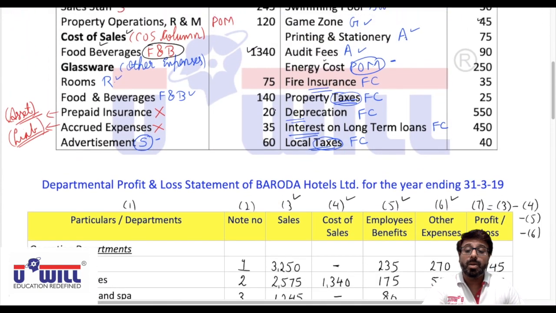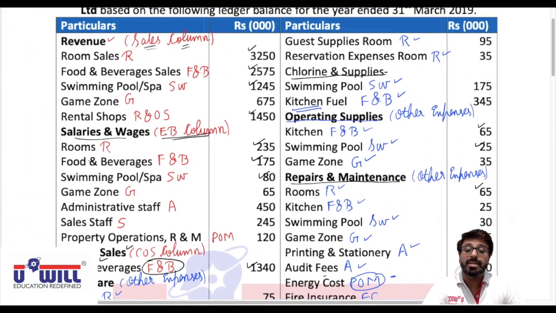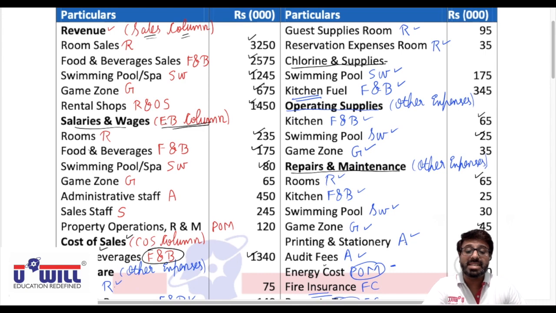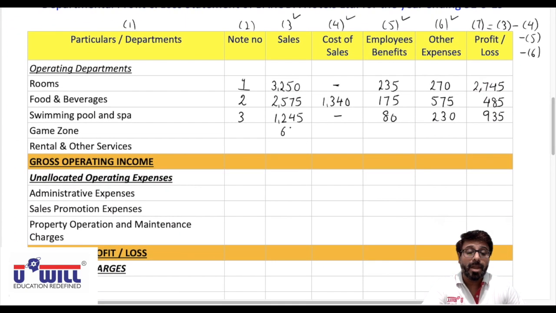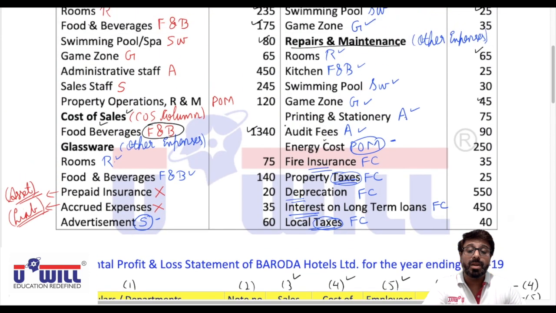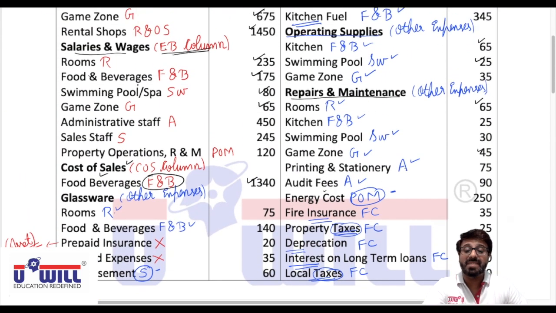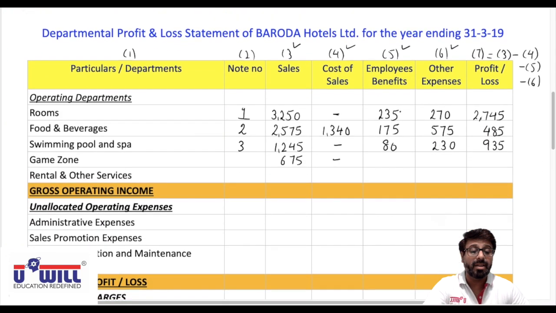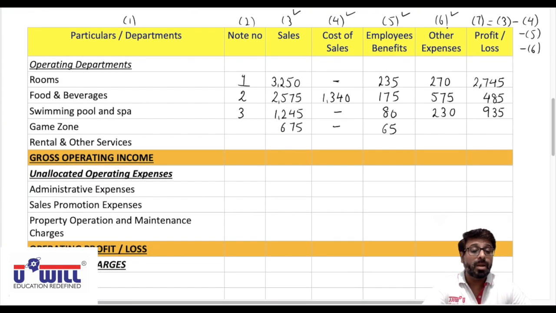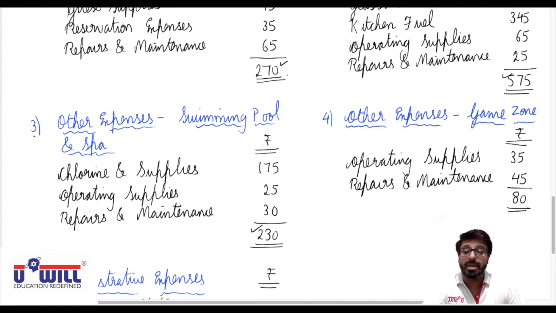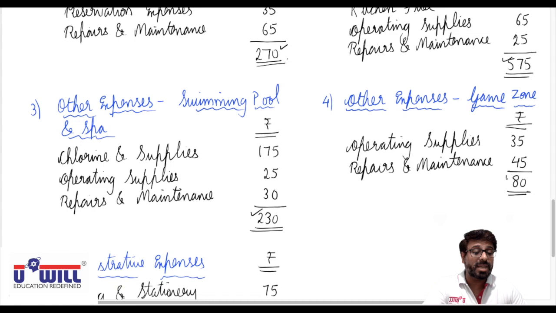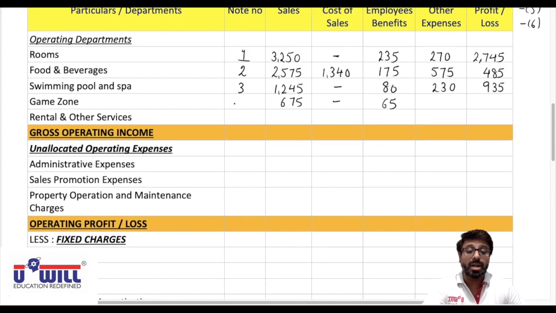Then game zone. What is the sales revenue of game zone? See here, in the sales column we will write game zone's revenue, 675. Cost of sales we don't have for game zone. What are the employees benefit of game zone? 65. Salaries and wages of game zone, 65, will come in the employees benefit column. What are other expenses of game zone? Look at note number 4. Other expenses of game zone are 80. Now 675 minus 65 minus 80. What is the profit of the game zone department? 530.